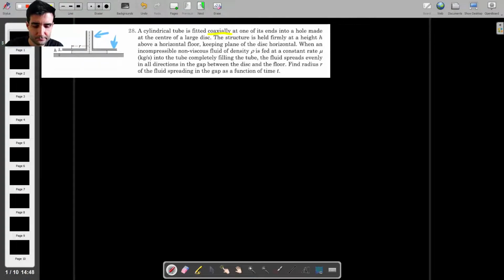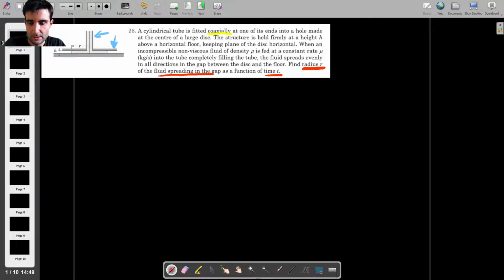And what happens is that as the water is being poured, the liquid will start flowing radially away from the center. And the question is asking us to find the radius of the fluid spreading in the gap as a function of time. Because if you think about it, the more liquid you pour, the slower it will eventually start to spread, and we can actually understand why that's the case.